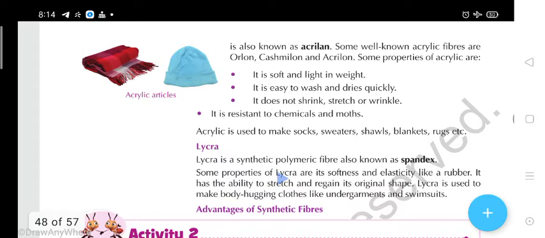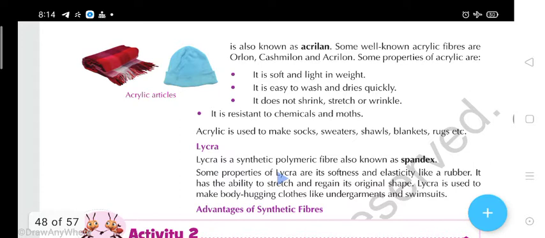Lycra is used to make body-hugging clothes like undergarments and swimming suits. Swimsuits. Students, in swimming in water, people wear suits that are made of Lycra.